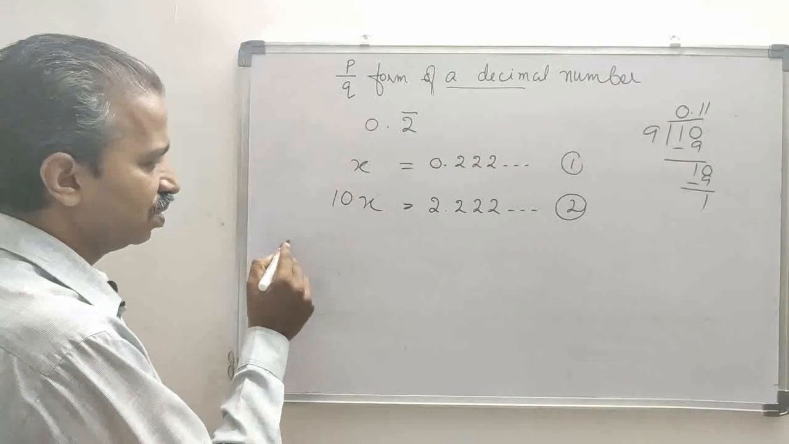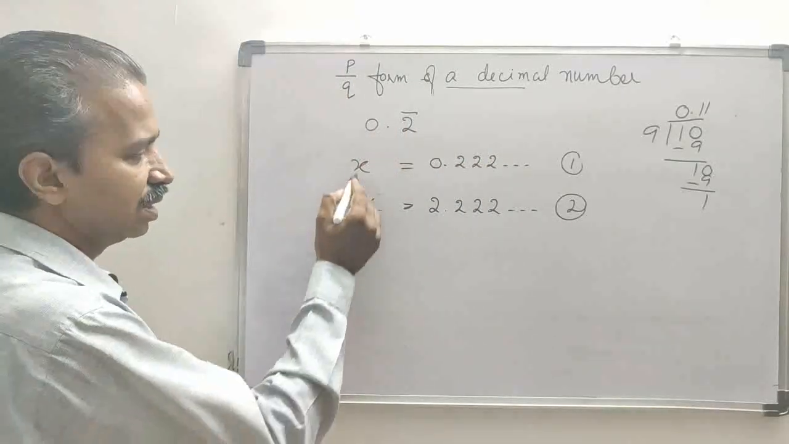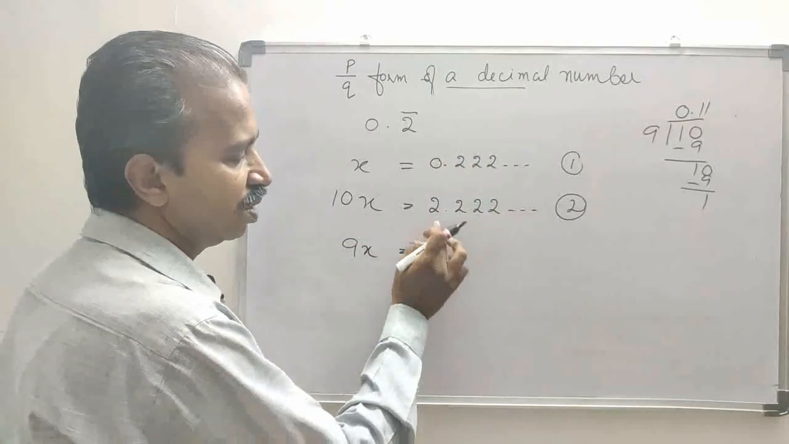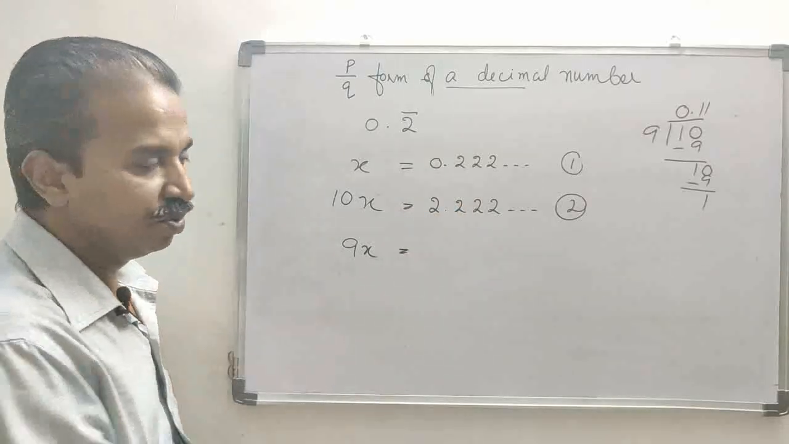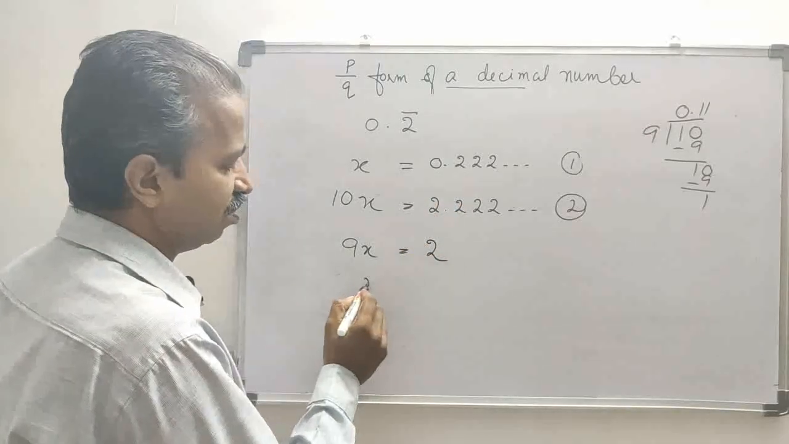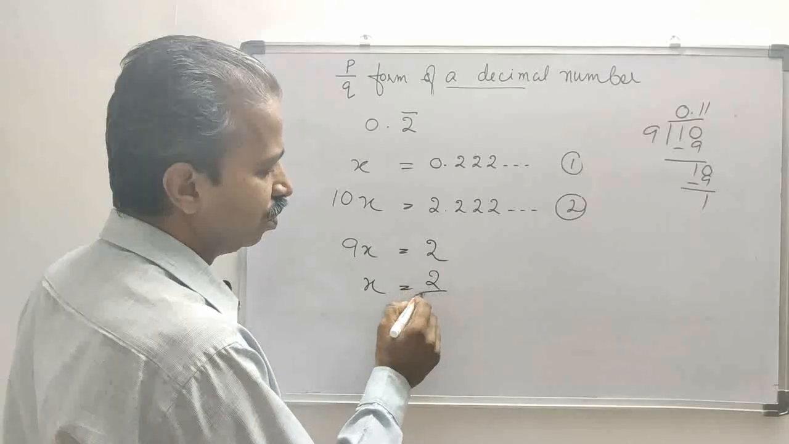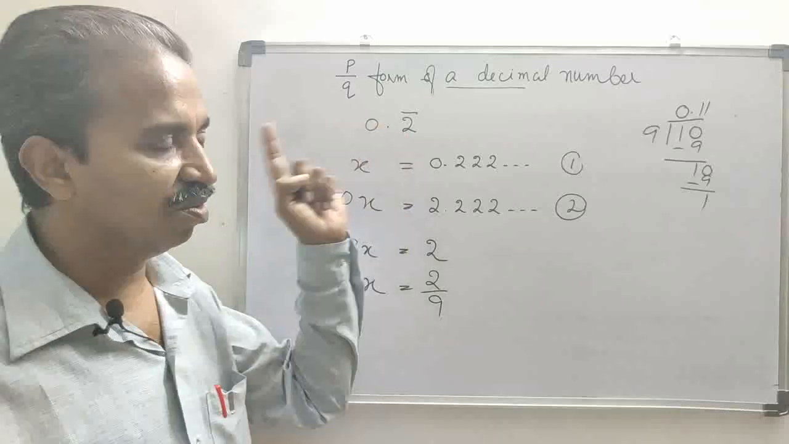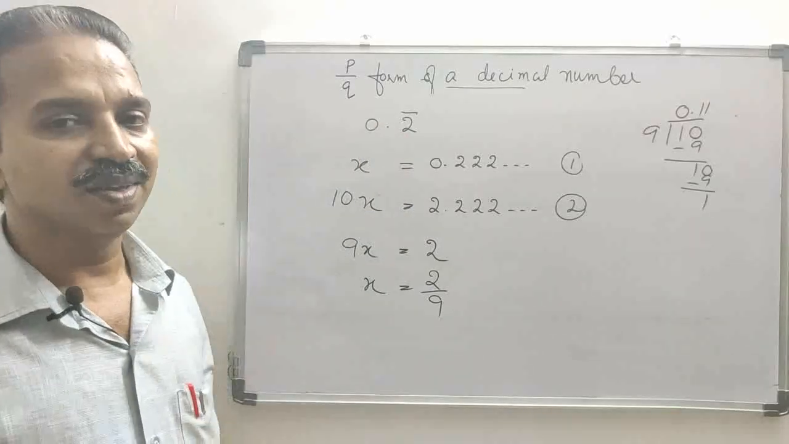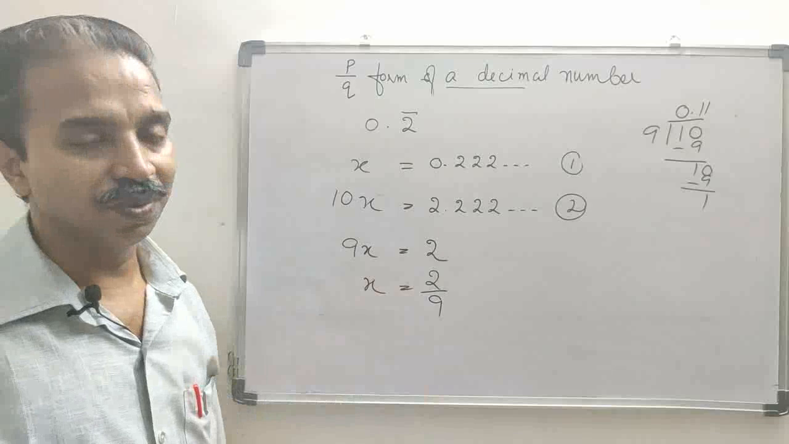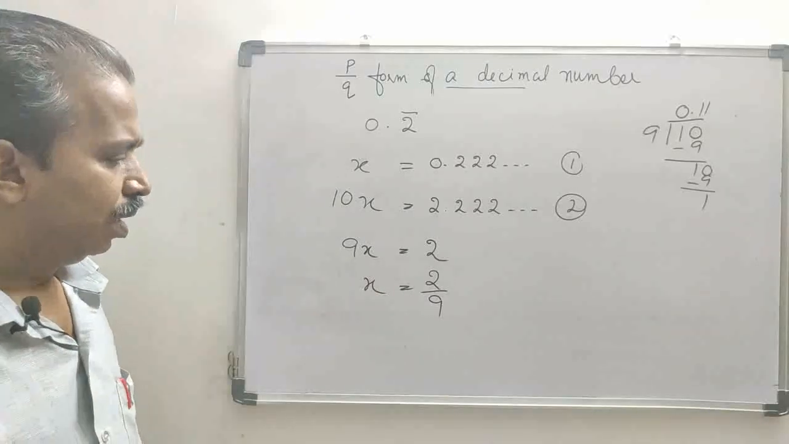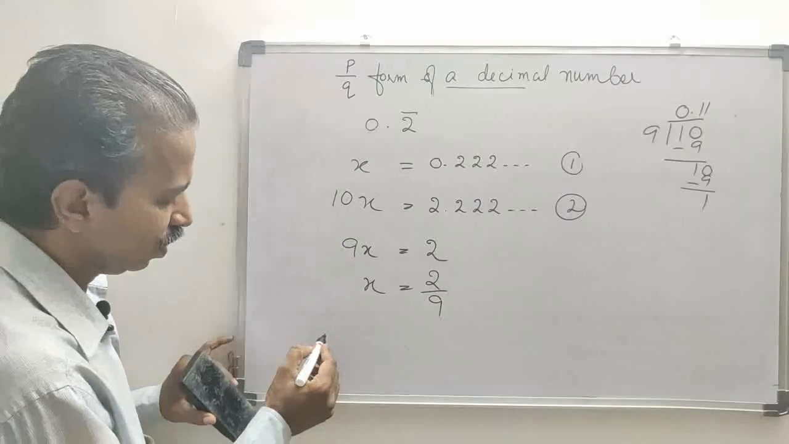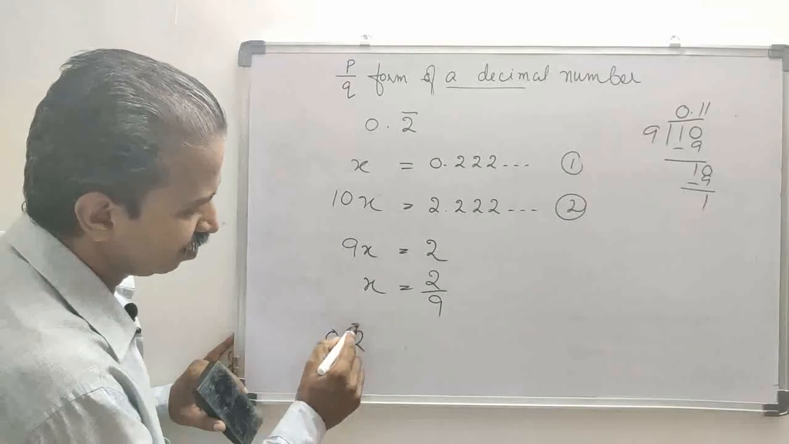Subtract 1 from 2, we get equation 2 minus equation 1. 10x minus x, we get 9x is equal to, the decimal part will become 0, the integer part 2 minus 0, we get 2. Therefore, x is equal to 2 upon 9 you will get. This 2 upon 9, when you convert to decimal form, we can see that it is 0.222 etc. that is 0.2 bar.